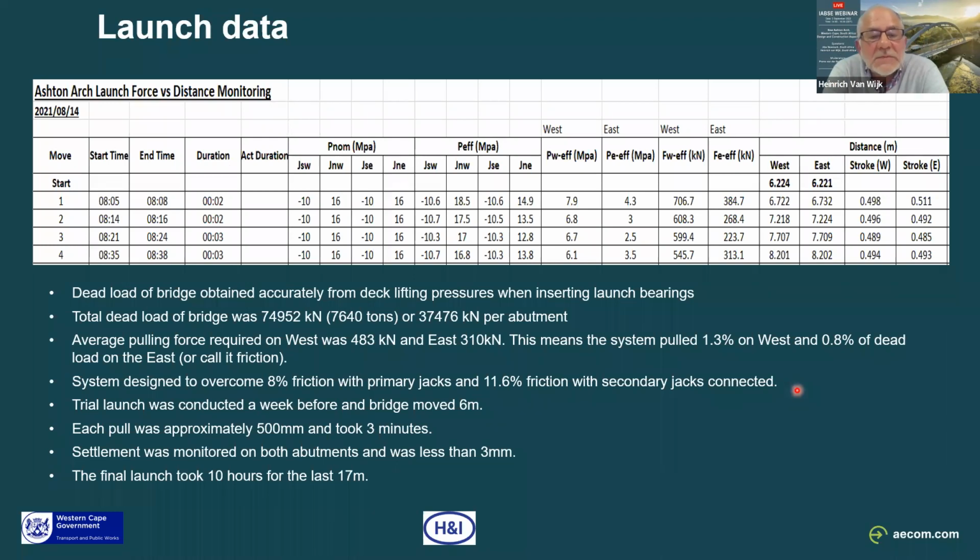The primary system was 8%, and with the secondary system we could cater for up to 11% friction. In fact, the frictions were below 2% eventually, which is a testimony to the accuracy of the slide path, and also the whole system that was developed and installed by the contractor and his designers. The settlement on the abutments was less than 3 millimeters, and the final launch took 10 hours.